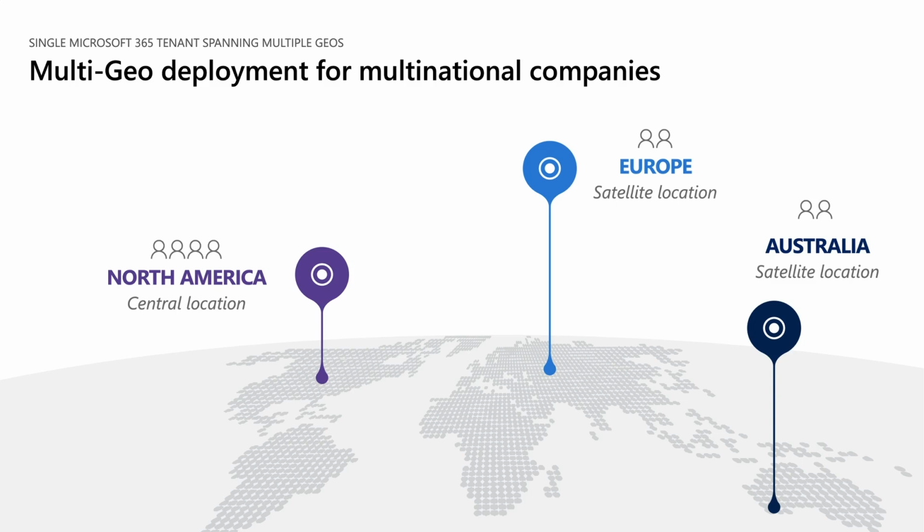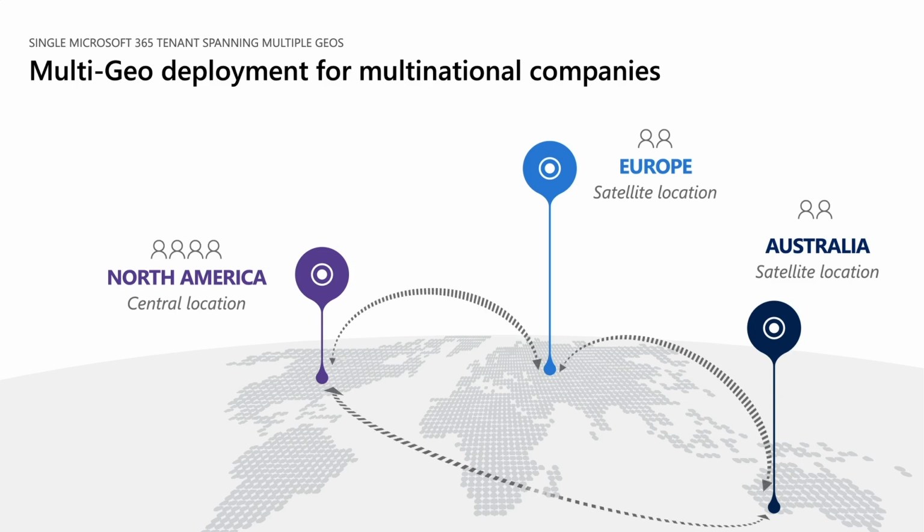Multinational companies have a need to satisfy data residency requirements. This means a given user's data, such as their OneDrive and mailbox, and perhaps even a given project's data, needs to live in a specific geographic location. Let's say, for example, an Australian employee, his or her OneDrive and mailbox has to live in Australian data location. Multi-Geo is here to help you meet some of these data residency requirements.